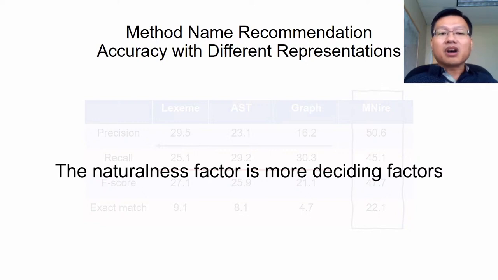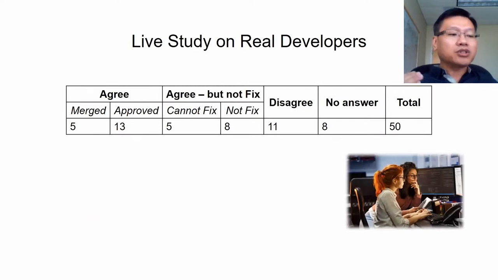So in other words, the naturalness factor is more a deciding factor in this case than the structure of the code, like AST or graph. Maybe AST or graph is more useful in code clone detection, but for naming, the name entities are more important. We also conducted a live study on a real-world project to show that our tool is actually useful.